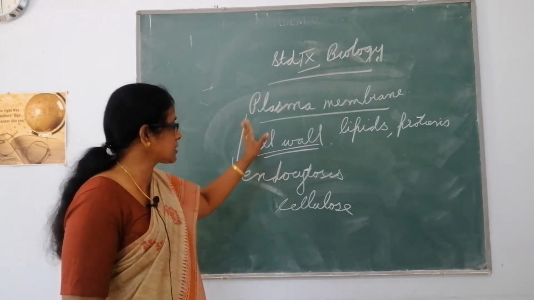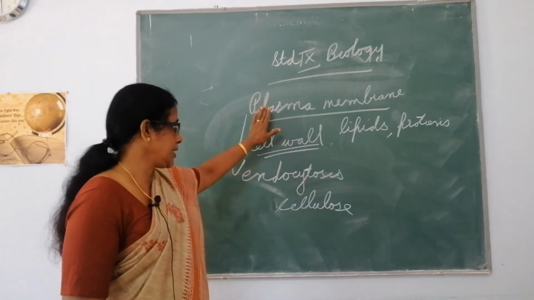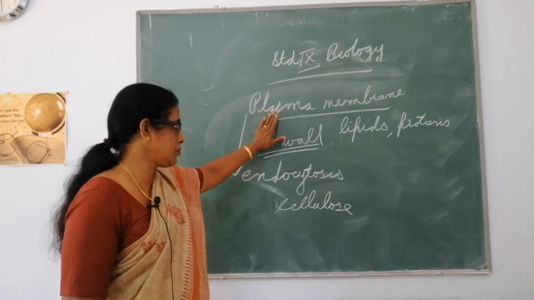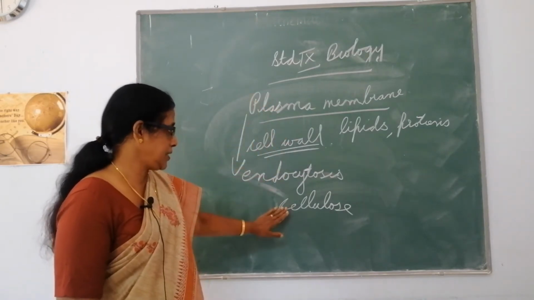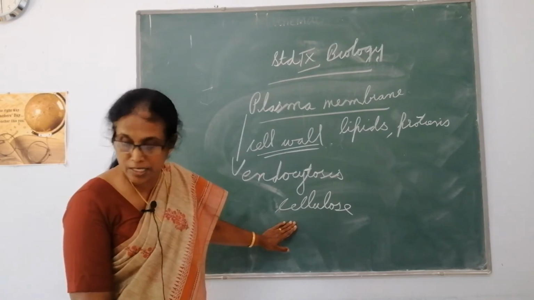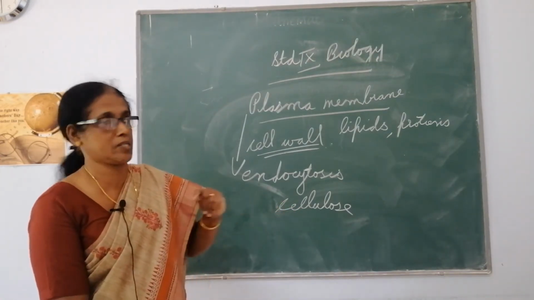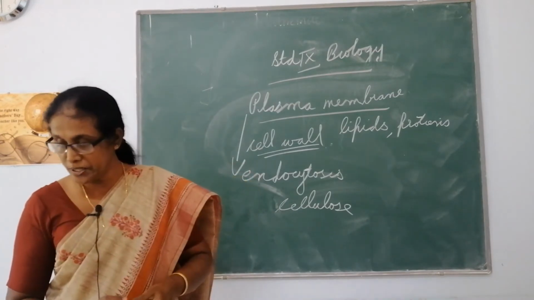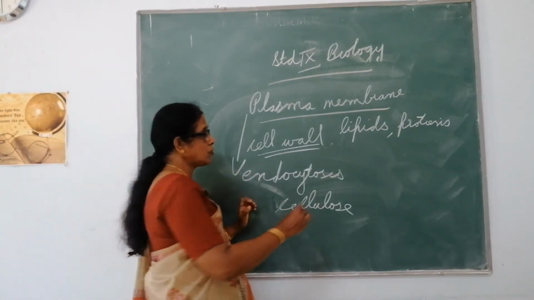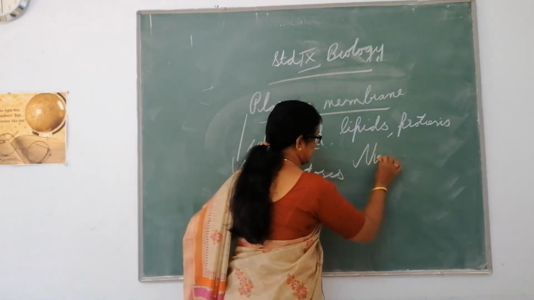So, the cell wall is the outer covering. You can see in plants around the plasma membrane, and that is made up of cellulose. Cellulose gives structural strength to the plants. I think you understood all these things. Then we are moving to the nucleus.